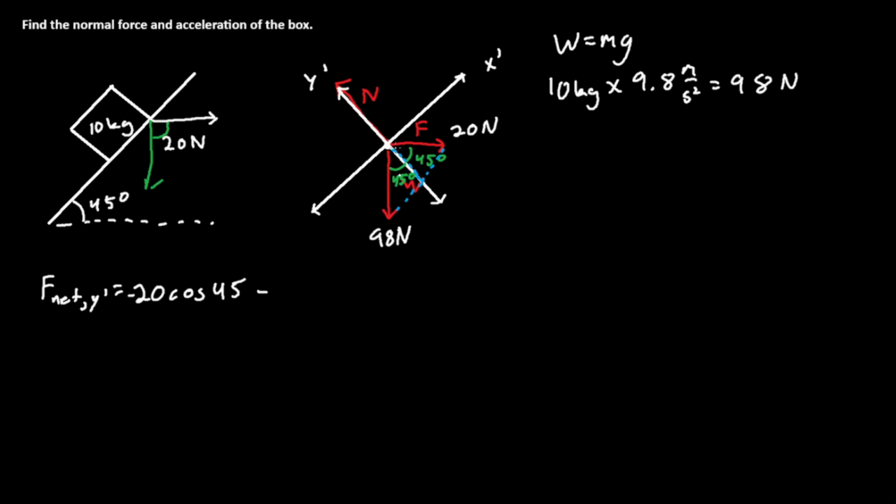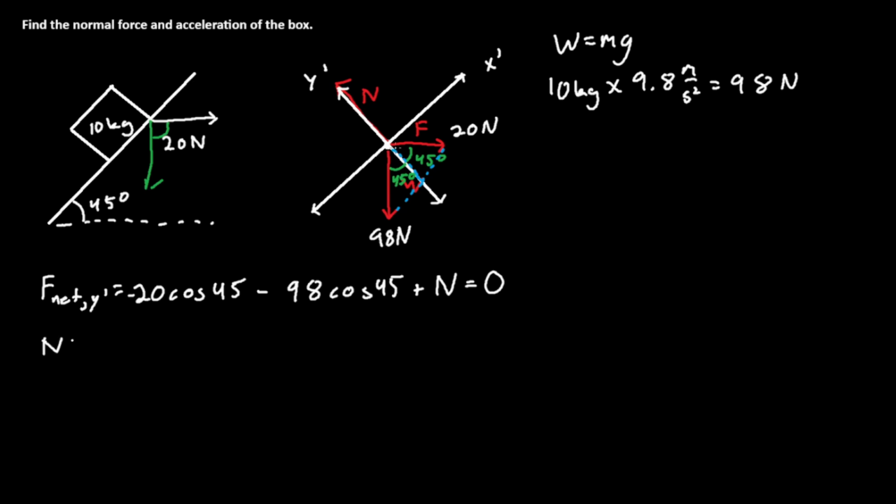And also for the weight force, I can solve for the negative y prime component by multiplying 98 by the cosine of 45. And we also have our normal force in the y prime direction. And those are all the y component forces that are going on here. So we can just solve for the normal force here because the net acceleration in the y prime direction is 0. Therefore, all these equal 0.